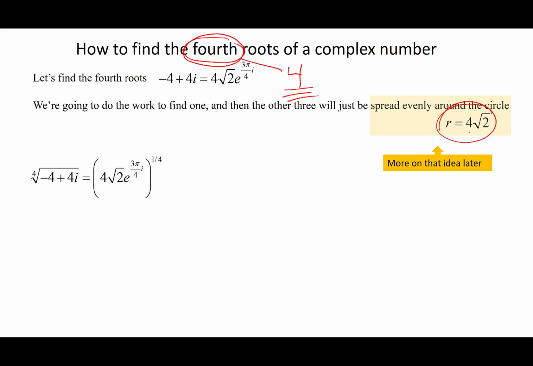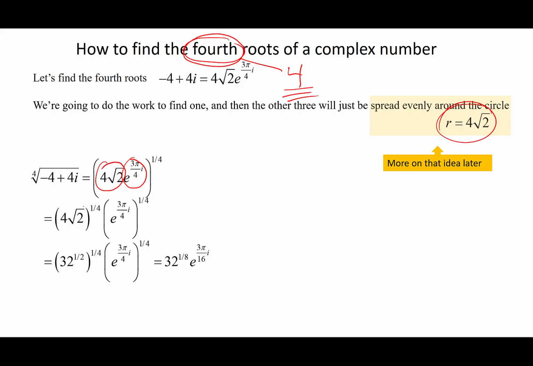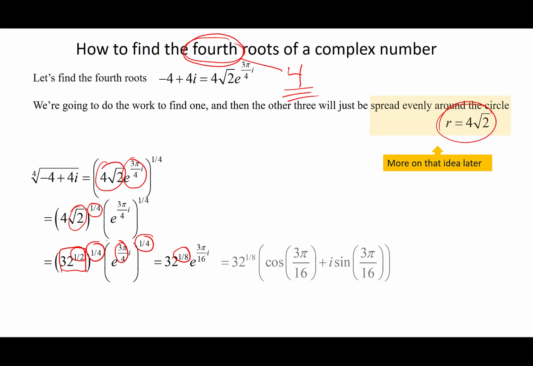Okay, so a fourth root is just raising to the 1/4 power. That's pretty basic in terms of properties of exponents. Apply them to both factors, right? This is one factor of the number, and this is the exponential factor. Apply the 1/4 to both. And in order to play with exponents and square roots, they're both a form of exponents, but a different form, so we're going to put the 4 radical 2 back into exponential form. And by properties of exponents, you multiply the exponents together. That's where the 1/8 came from. And of course, 1/4 times 3 pi fourths is 3 pi 16ths.